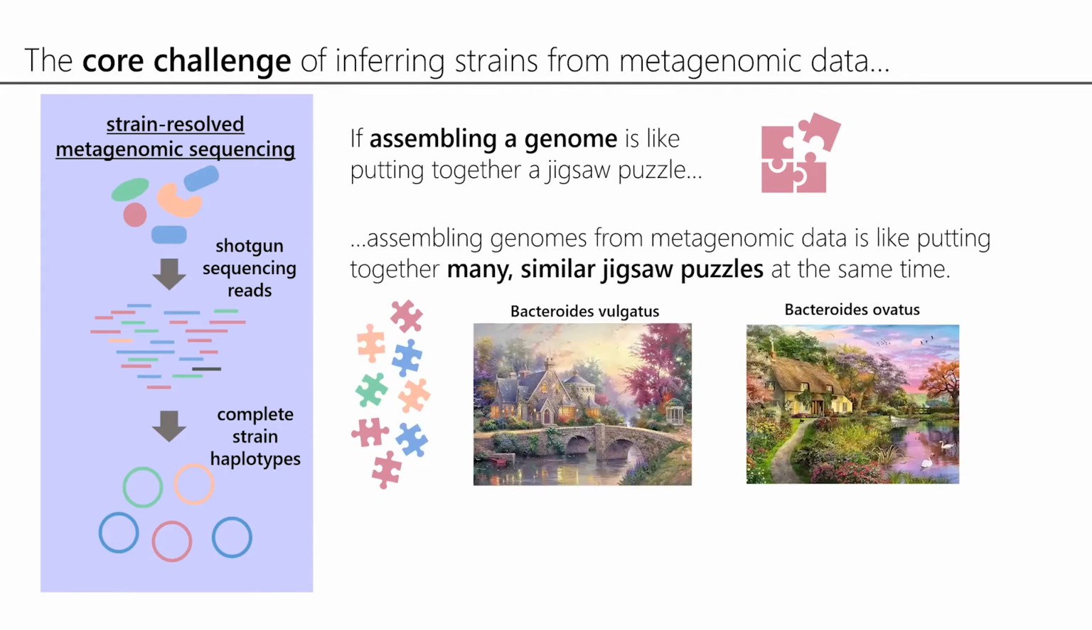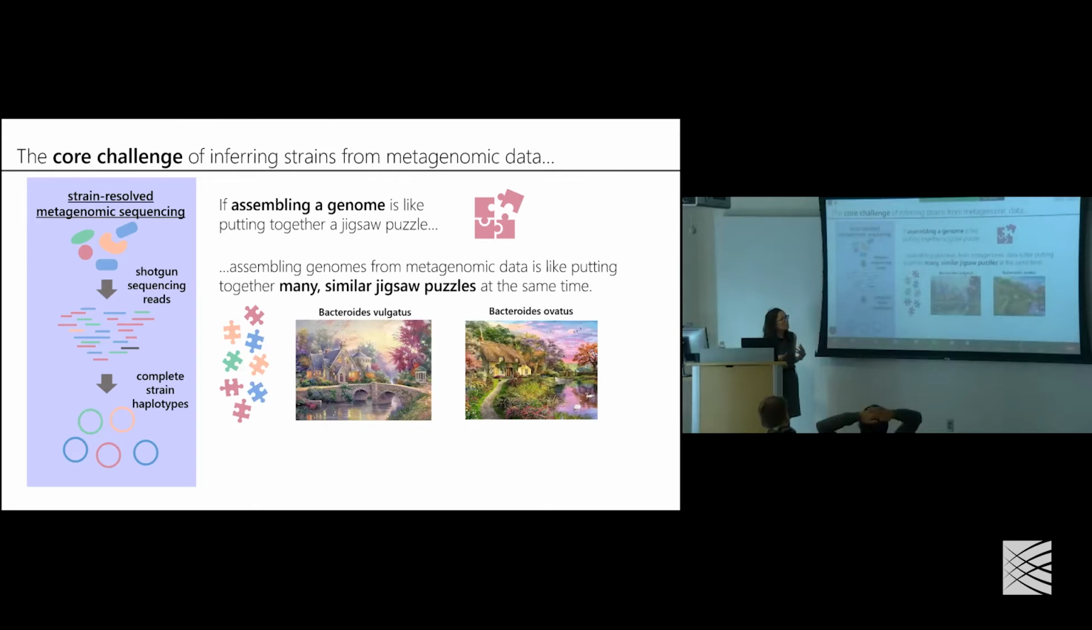And so in that case, metagenomic assembly would be like putting together many very similar jigsaw puzzles at the same time. And these puzzles are also at different frequencies. So you might have 100 times as much of this puzzle as you do of the other one. And so that's actually a tremendously difficult challenge.